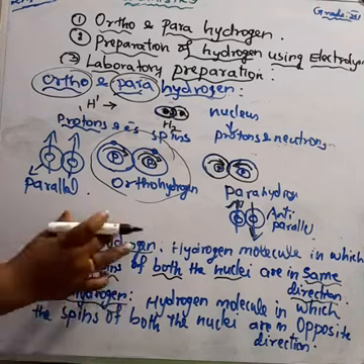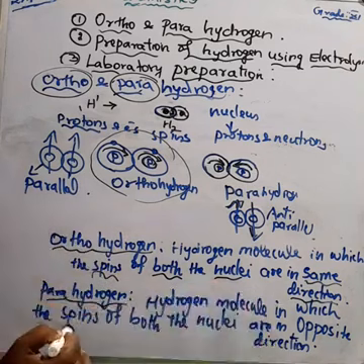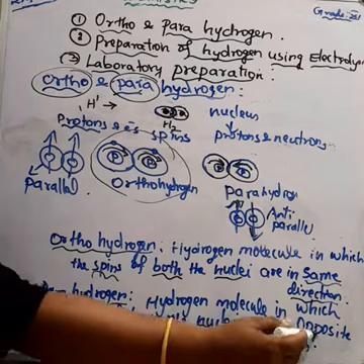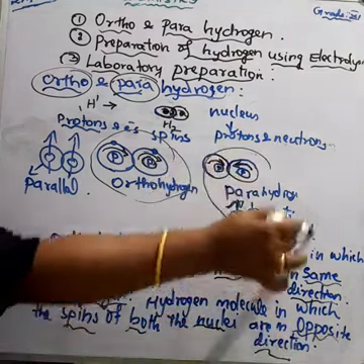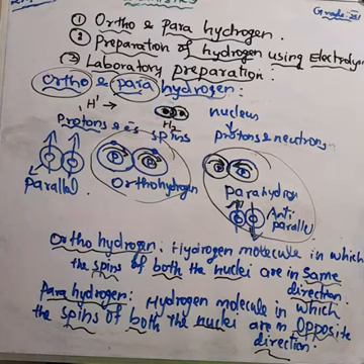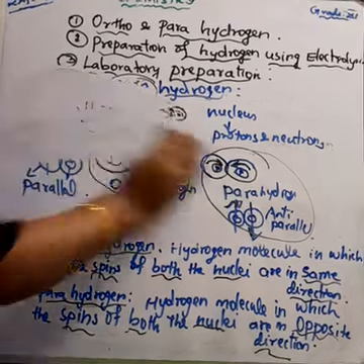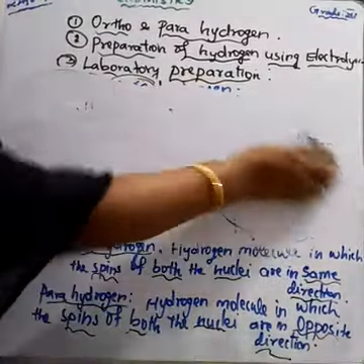Parahydrogen means a hydrogen molecule in which the spins of both the nuclei are in the opposite direction. Understood? Can you differentiate ortho and parahydrogen? These are the two isomeric forms of hydrogen. And then we are going to study which isomer of hydrogen is stable.